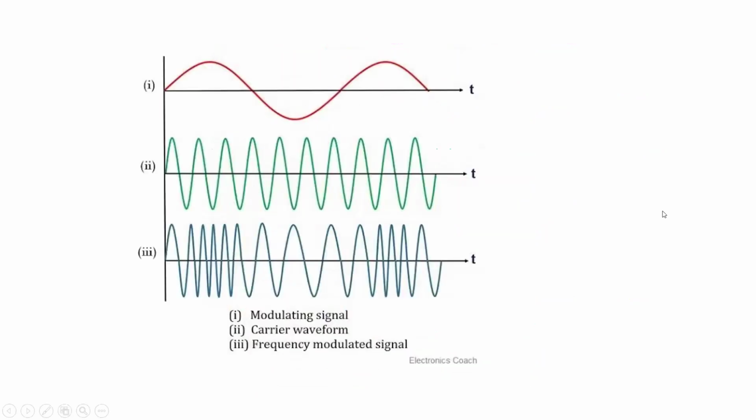Another modulation is frequency modulation. This is part of angle modulation. Angle modulation has two types: one is phase modulation, another is frequency modulation. Frequency modulation is called FM, and that is shown here. Here this is the message signal, this one is the carrier signal, and this is the modulated signal. We represent that modulated signal with the help of S of t.